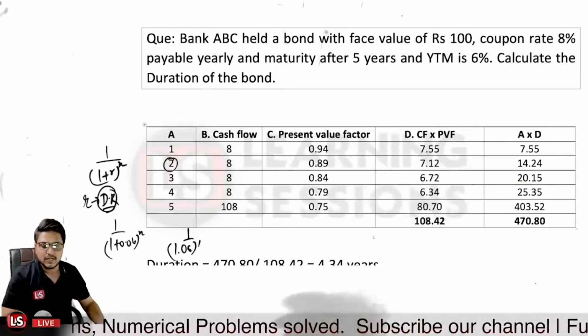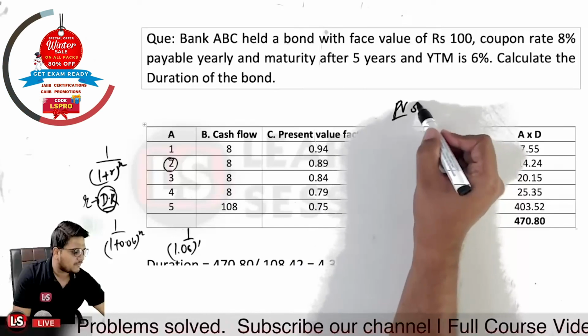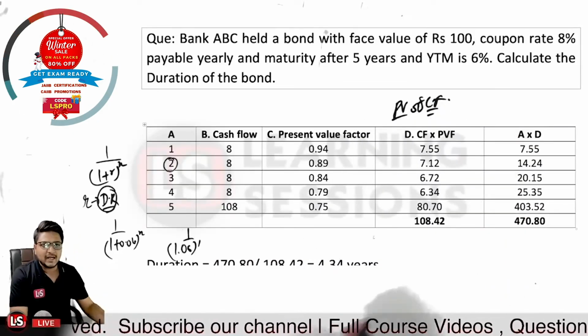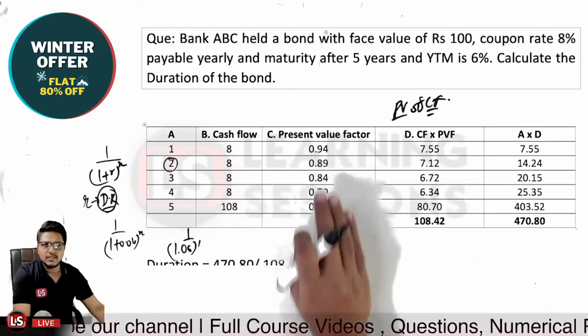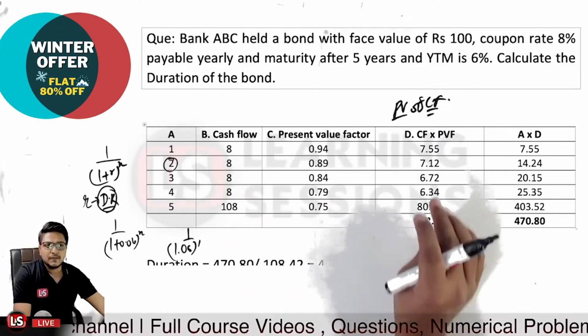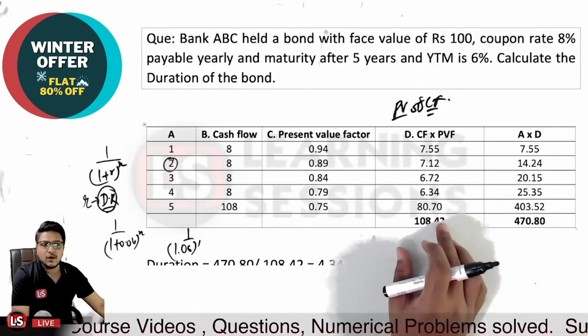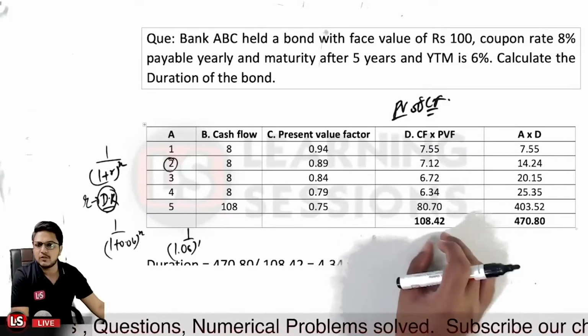So particular D column is related to what? It is related to the present value of the cash flows. It is basically the present value of the cash flow, and further we just calculated these values multiplying the B column with the C column, and further if we take an aggregate of all these terms, that would be equal to what? That would be equal to the present value of the bond.